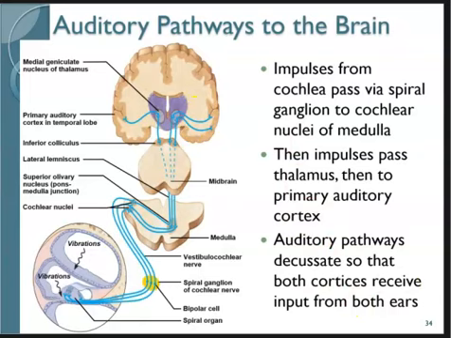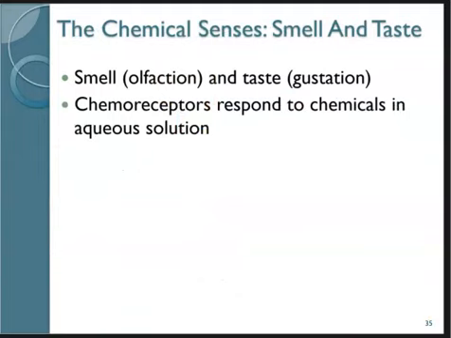Next, we're going to talk briefly about the other 2 senses, the sense of smell and sense of taste. Both of these are chemoreceptors, so whether it's chemicals in the air or chemicals in the food that we eat, they will be detected by these receptors. Sense of smell is called olfaction, while sense of taste is gustatory.